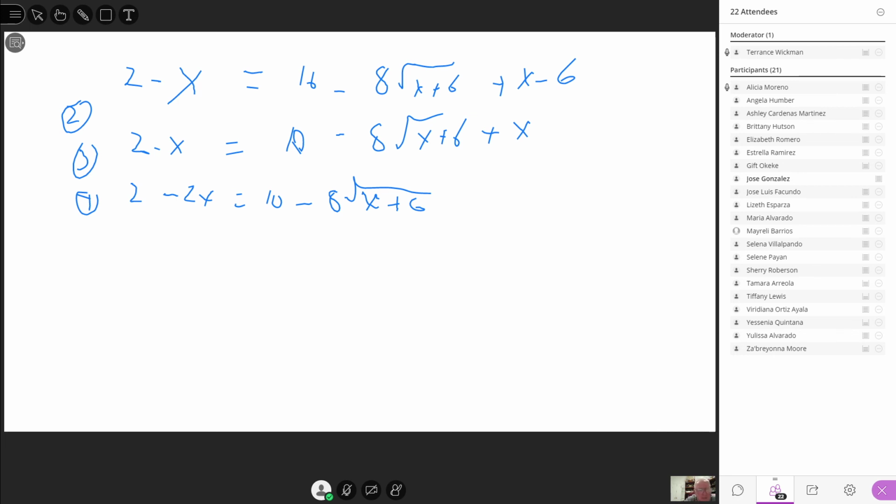What would be your next step? There's a couple things you could do. We can subtract 10. Yes! Subtract 10 from the right, you subtract it from the left, you get a negative 8 minus 2x equals a negative 8 square root of x plus 6. Beautiful. Perfect. Everybody see how I got negative 8 on the left-hand side?